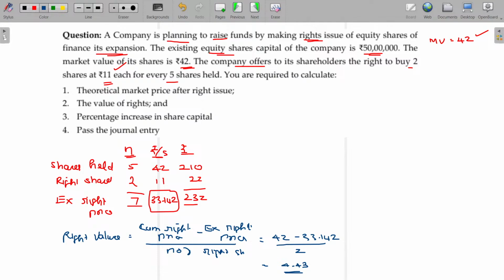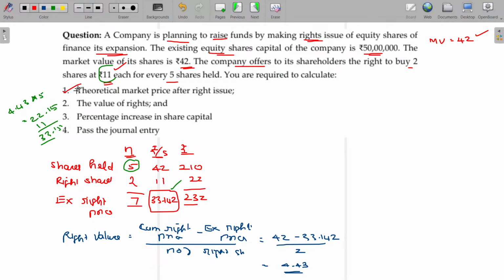Now, if you want to purchase this company's share, how many rights do you need to have? 5 rights. 4.43 into 5 rights, the value being how much? 22.15. So you have to pay 22.15 to get 5 rights to purchase 1 share. If you have 5 rights, you can purchase a new share for only 11 rupees. The overall amount paid is 33.15, which is equal to the ex-right price. Always you can cross-verify.